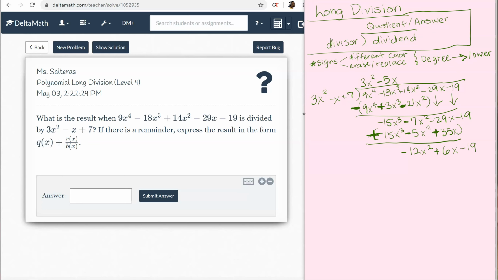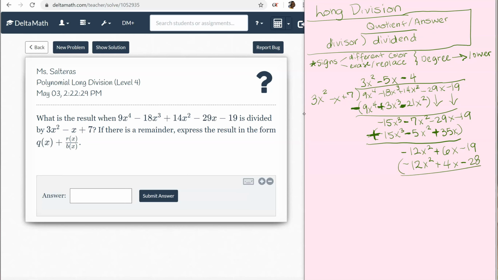All right, and then last but not least, 3 times what will give us a negative 12? Well, that gives us negative 4. So negative 12x squared. Negative 4 times negative 1 will give us a positive 4x. Right, and then negative 4 times positive 7 will give us a negative 28.